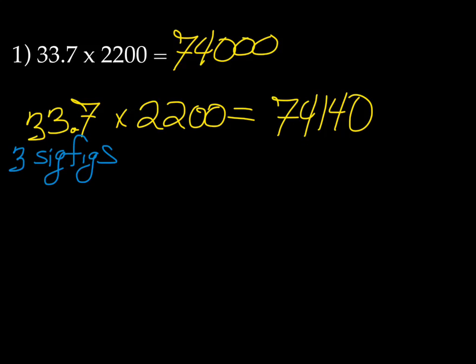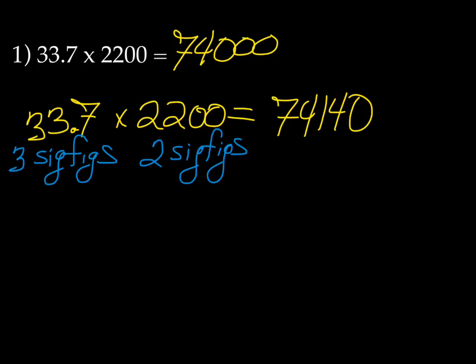because 3, 3, and 7 are all non-zero numbers, and all non-zero numbers are significant. How many sig figs are there in 2200? I came up with 2 sig figs because the 2 and the 2 are both non-zero digits, they're both significant. The zeros, on the other hand, are not significant. Remember, for a 0 to be significant, they either need to be between non-zero digits, which is not the case, or before or after a decimal. There's no decimal there. The zeros are not significant. They're merely placeholders.